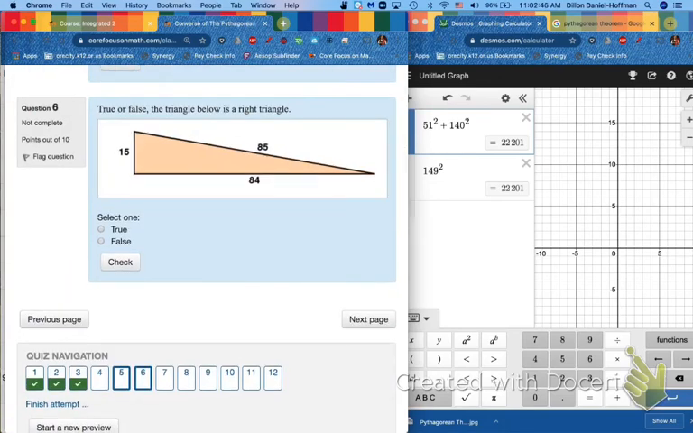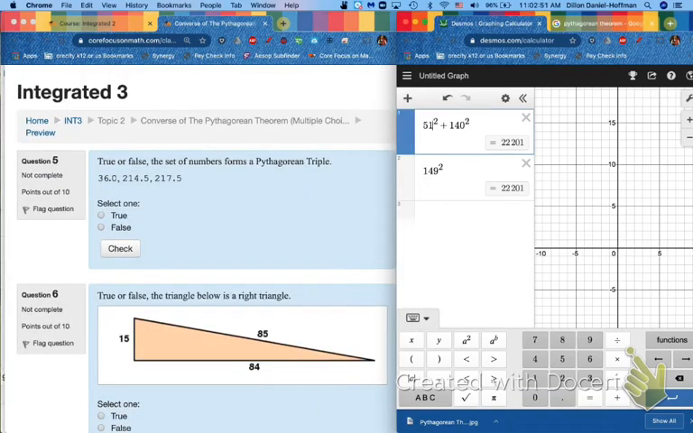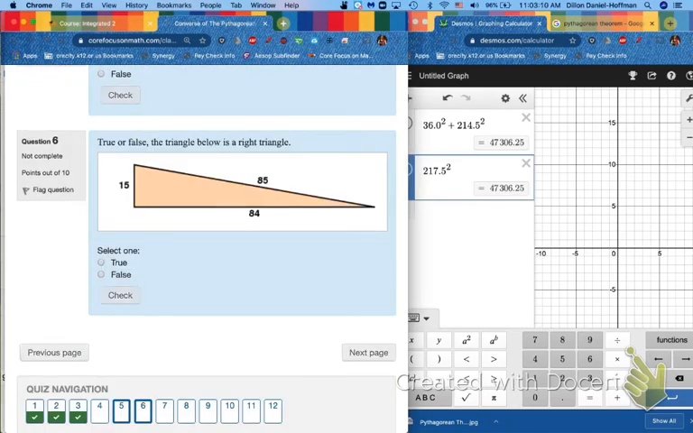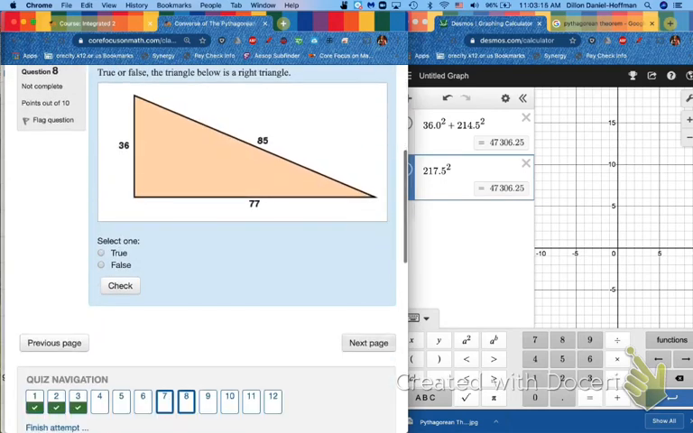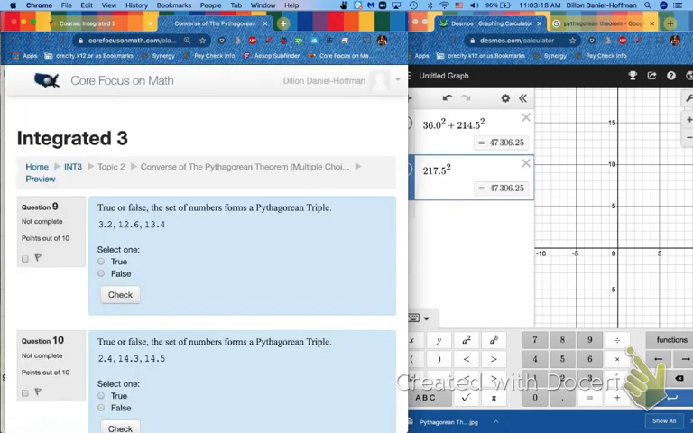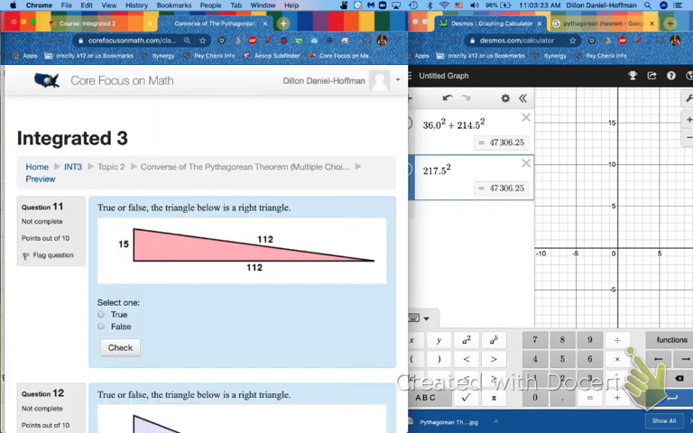Because they're all the same. I guess the point will be is if you have decimals, same thing. So I'm going to put in 36.0 squared and 214.5 squared and compare that to 217.5 squared. And look, they match. All right, I'm just going to make sure there's nothing weird at the end of this assignment. Same thing if you have decimals, if you have a picture. You can do this for all 12 problems. Okay, decimals. And then a couple pictures at the end.